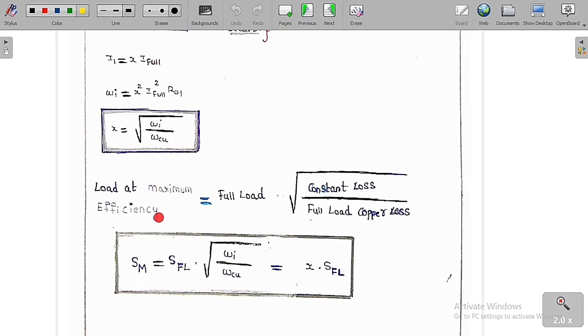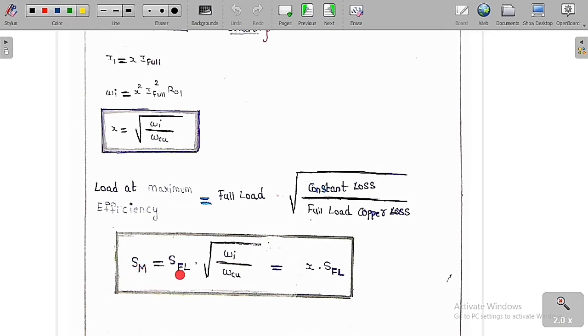Then what is the load at maximum efficiency? The rating of the load at maximum efficiency is equal to X times the rating of the transformer. X is nothing but under root of iron loss by copper loss at full load, into this value, which is the KVA rating of the transformer or the full load.